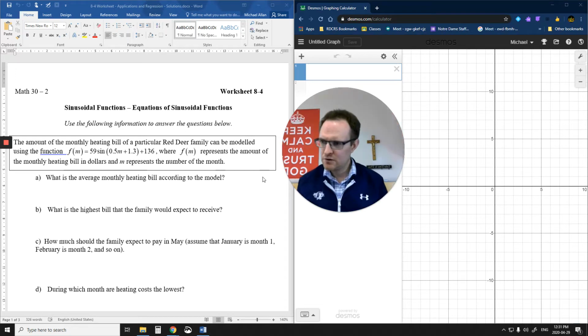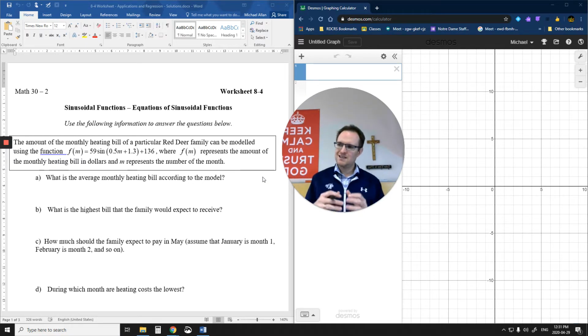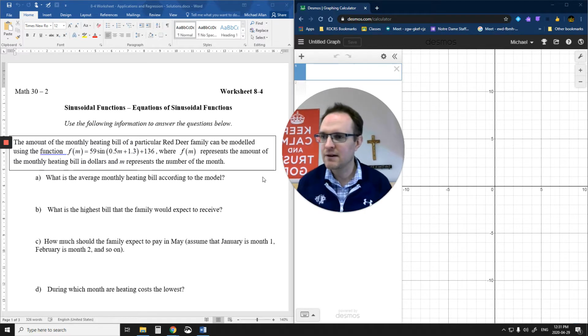In Math 30-2s, here we're going to do equations and sinusoidal functions. If I give you the equation, can you analyze them? So these are more real-world examples, and then we'll do some regressions. So you can see that I already have my Desmos here loaded up.